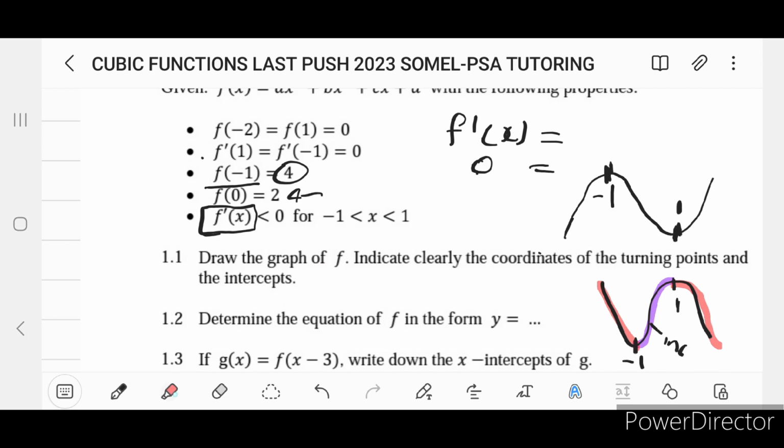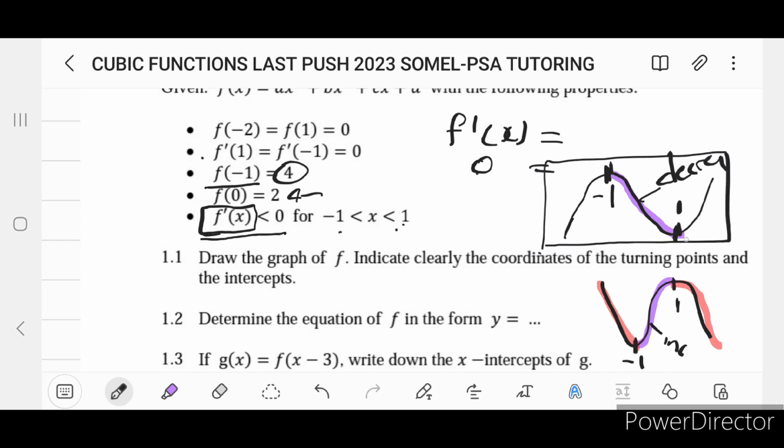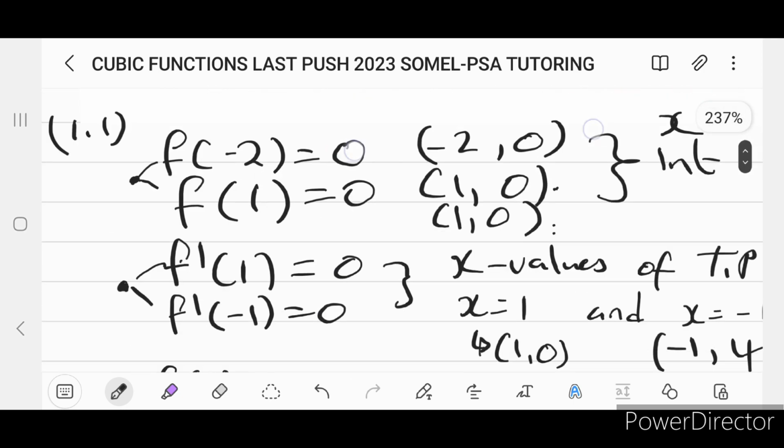But on the other shape, between the two turning points, the gradient is decreasing. So they are saying the gradient is decreasing between the two turning points. That means they are telling us the shape of the function. It will take this shape, where the gradient is decreasing, because if it is like the other, the gradient increases between the two turning points. So I know already how my shape will look.